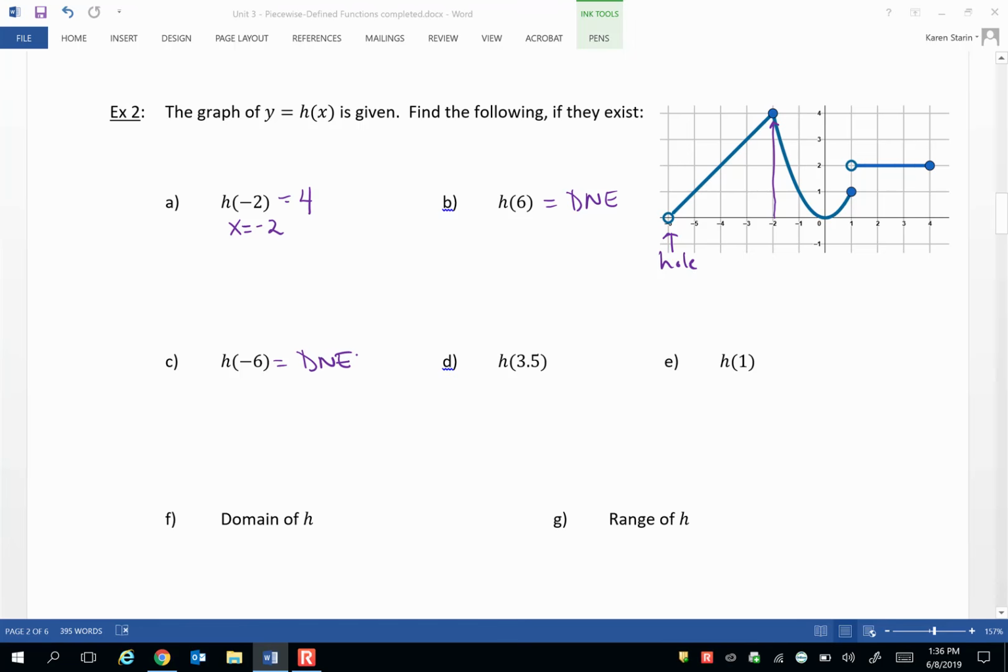Part D, h of 3.5. Well, 3.5 is in the middle of 3 and 4, and we have a y value of 2 there on that constant function piece. Part E, h of 1.